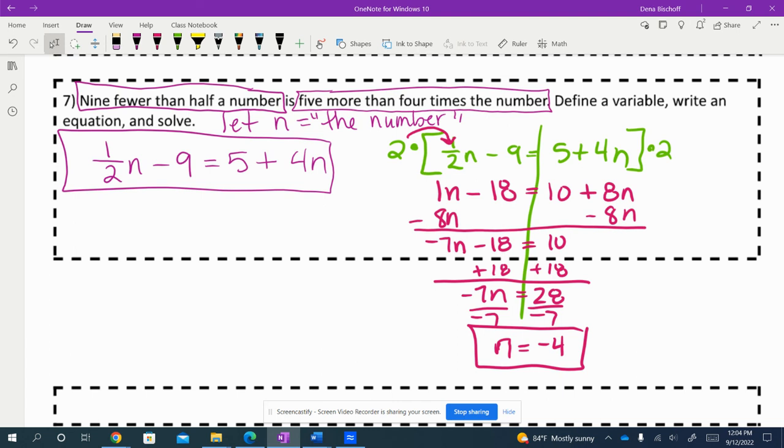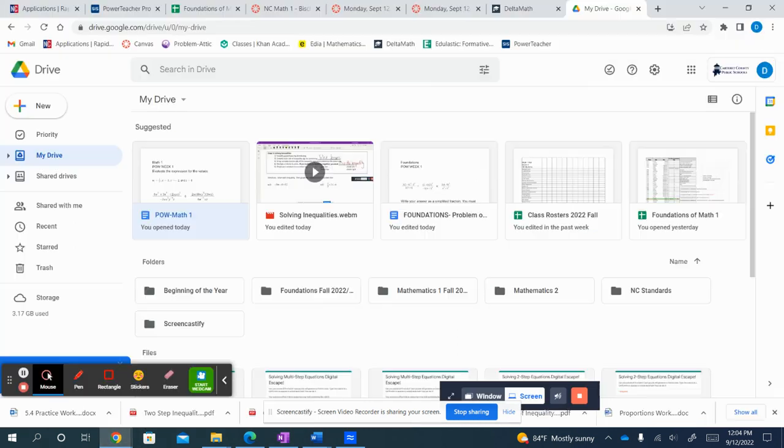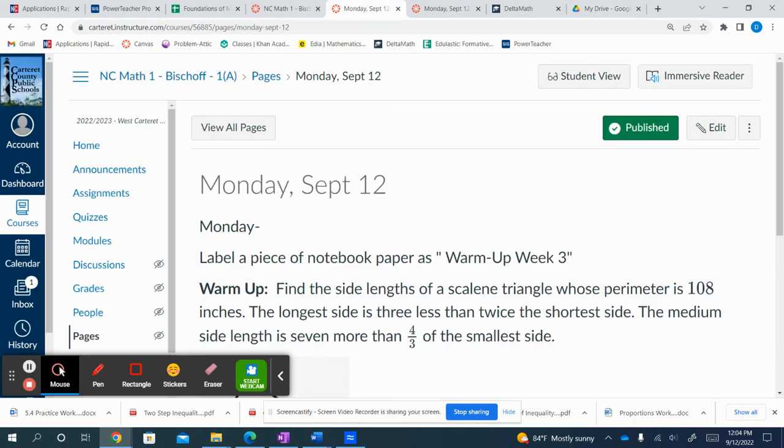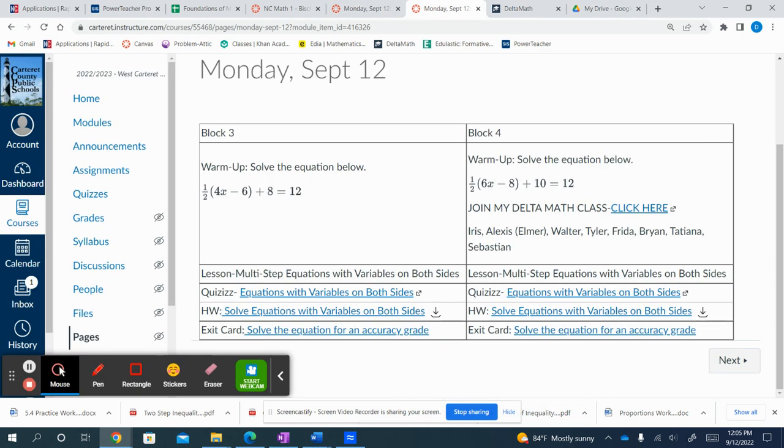So I'm going to go back to Canvas, and I'm going to put on my glasses so I can see what the heck I'm doing. So let's see. This is not you. This is a different class.